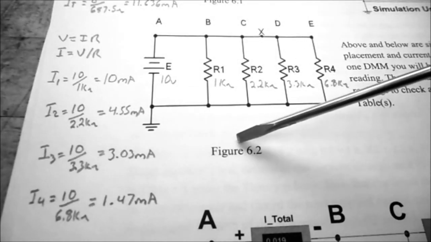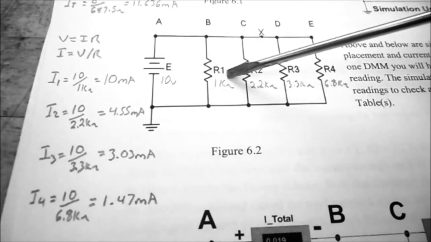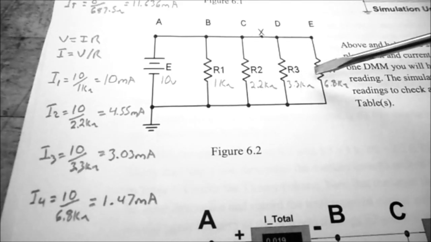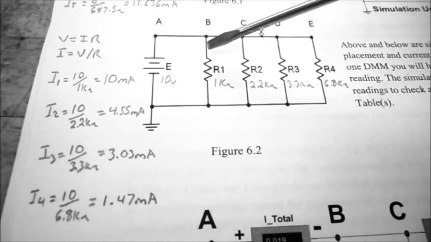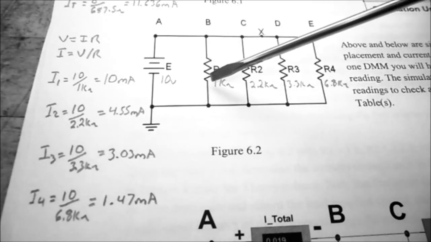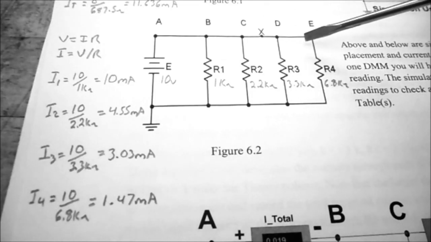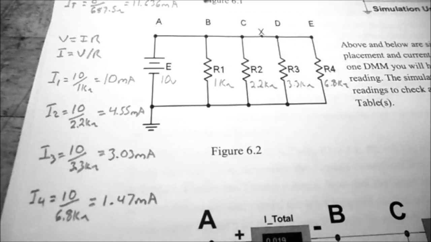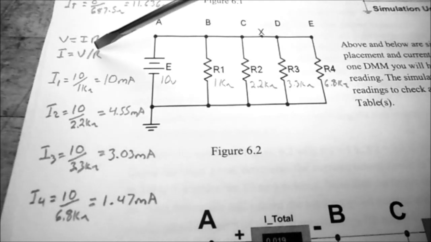So looking at the circuit on figure 6.2, I've put in my applied voltage of 10 volts. R1 is 1K, R2 is 2.2K, R3 is 3.3K, and R4 is 6.8K. Now to calculate the current going through each of these, we have to remember that in a parallel circuit, the voltage across all these points will be the same. So the voltage across all of these resistors will be 10 volts. So remembering Ohm's law, V equals IR, I equals V over R.